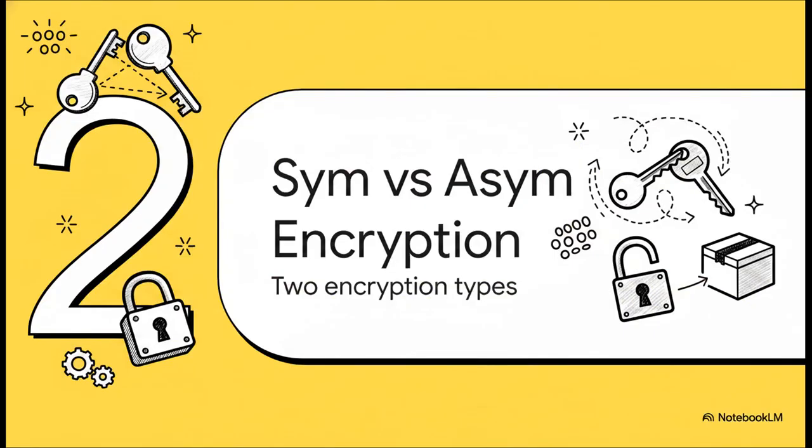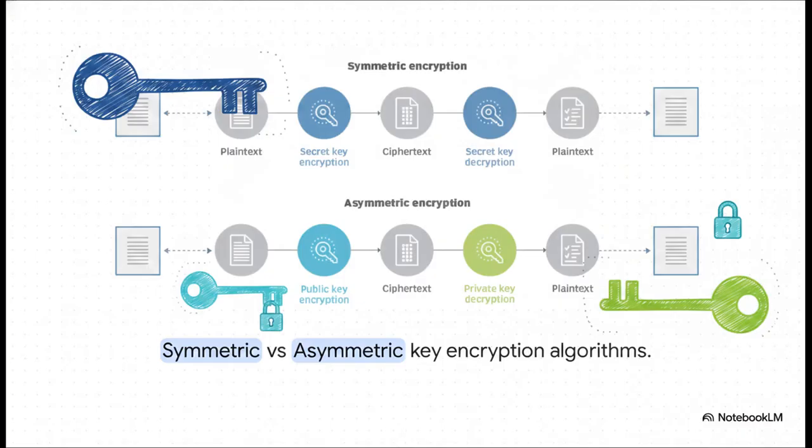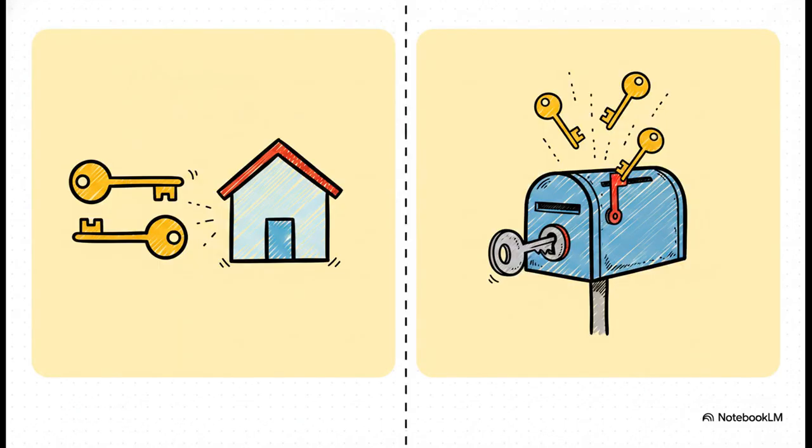Moving right along to Section 2, symmetric versus asymmetric encryption. And this brilliantly illustrates the core difference between the 2 main approaches. In the top flow, notice you have a single blue key. That exact same key is used to lock the plain text into ciphertext and then unlock it back into plain text. But look at the bottom flow. You've got a teal key to encrypt and a completely different green key to decrypt. 2 completely different locks and keys for the exact same pipeline. Conceptually, this is the great divide in the crypto world.